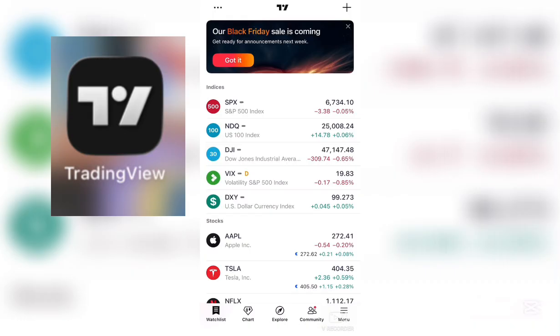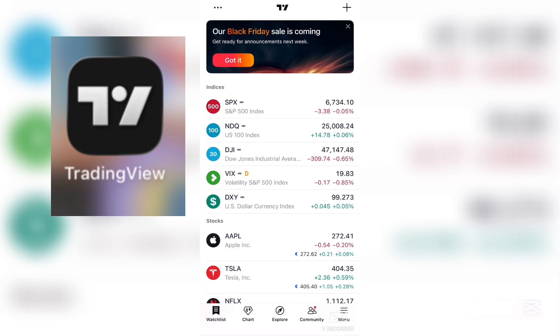So I'm going to take you through some basics that you have to know when using TradingView. Anytime you open your app, this is what you are going to see. Wherever you are, this is what you are going to see.